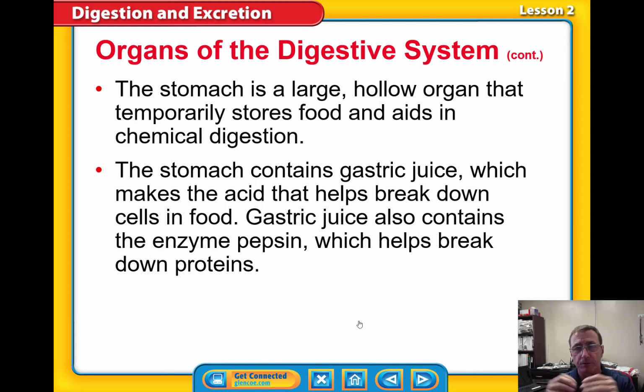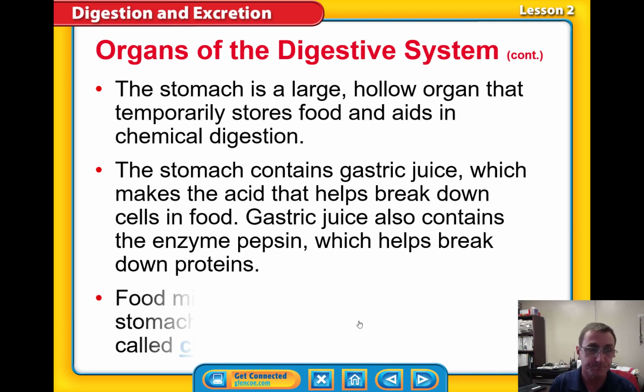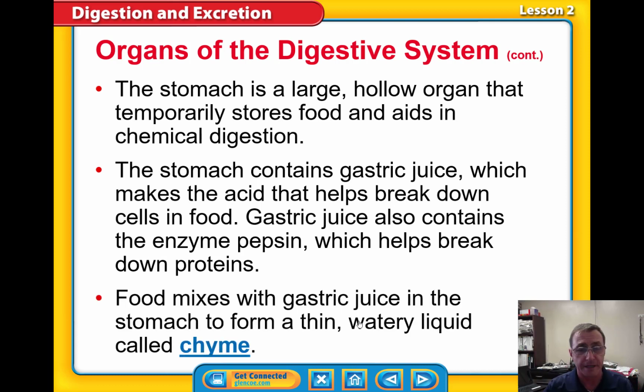So we're getting from sort of pieces and particles to that bolus, and now we're starting to break down food into cells. Gastric juice also contains the enzyme pepsin, which helps break down proteins. Notice those words both start with P. Pepsin breaks down protein. Food mixes with gastric juice, we talked about that, in the stomach to form now a thin watery liquid. So that food is broken down enough to where it's in kind of a liquid mush called chyme. That's the official name for mush, chyme.